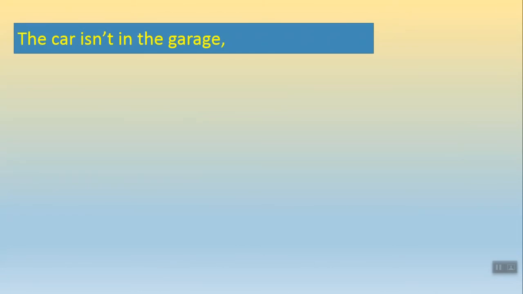Now let's work together. The car isn't in the garage. Think. The car isn't. Yes, we have is. So we start with is. Very good. Is this statement positive or negative? It is negative. So the question tag is positive. Then what is the subject pronoun referring to the car? It. So is it? Excellent. Very good.